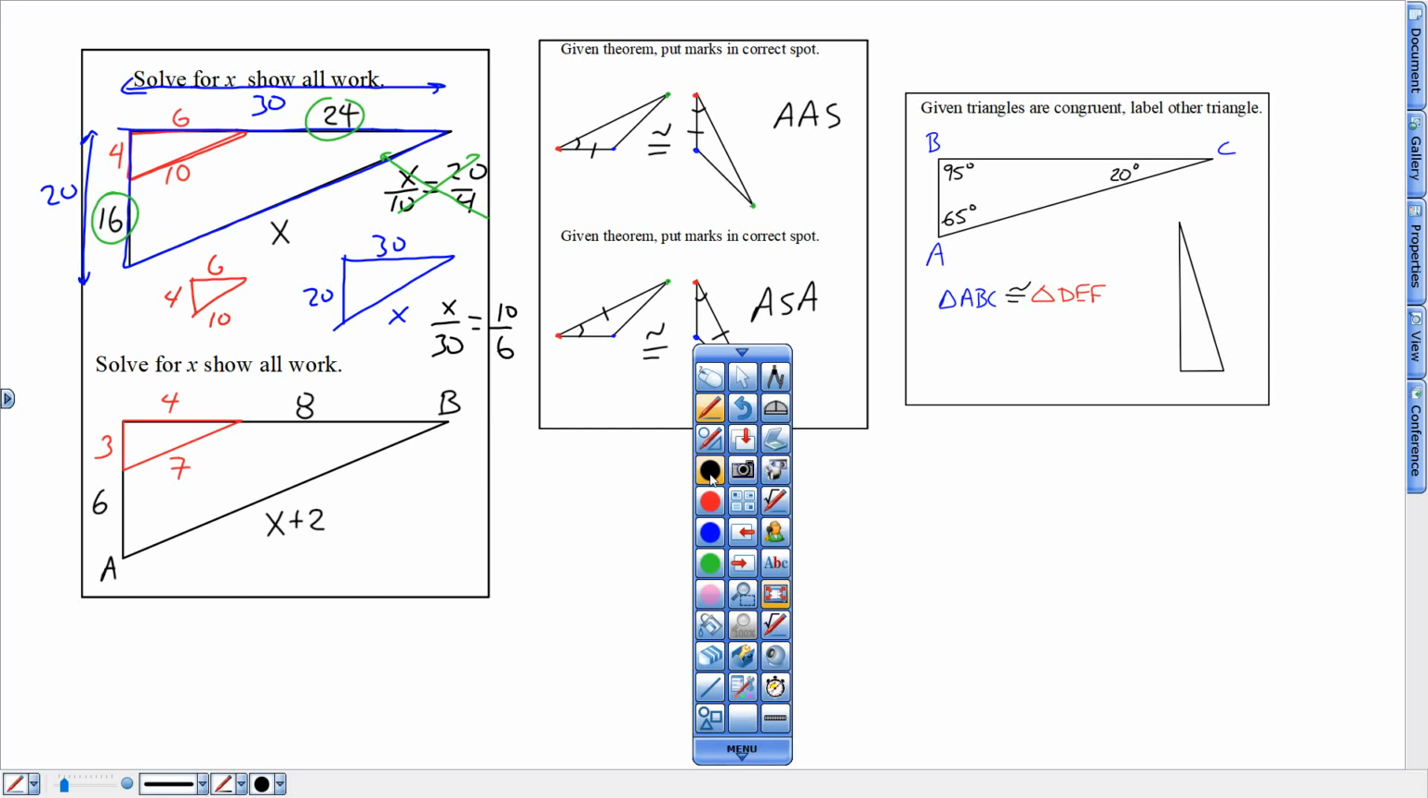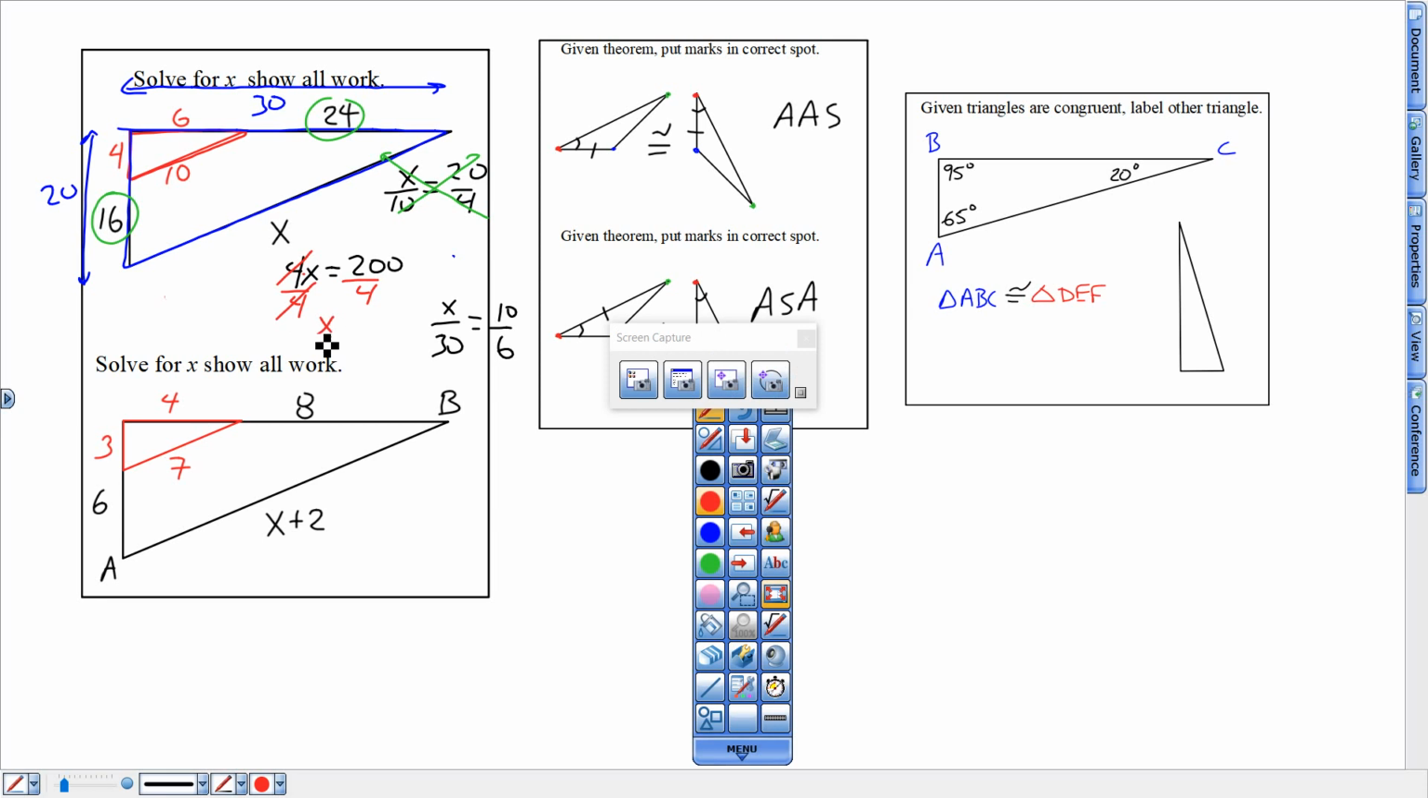4 times x gives me 4x. I'm going to erase this. And then 10 times 20 gives me 200. If I divide accurately, I should get x equals 50 for this one. So one way gives me 4x equals, the other way, 20 times 10 gives me 200. Stop right there. And now the opposite of timesing by 4, dividing by 4. Divide both sides by 4. That gives me x has to be 50. This value has to be 50.